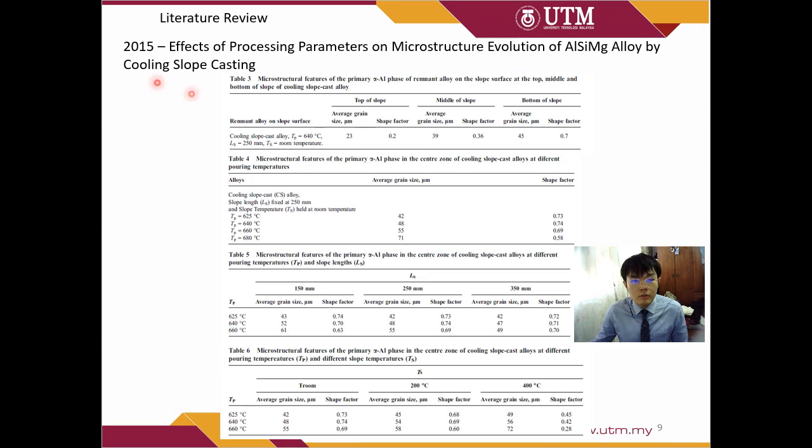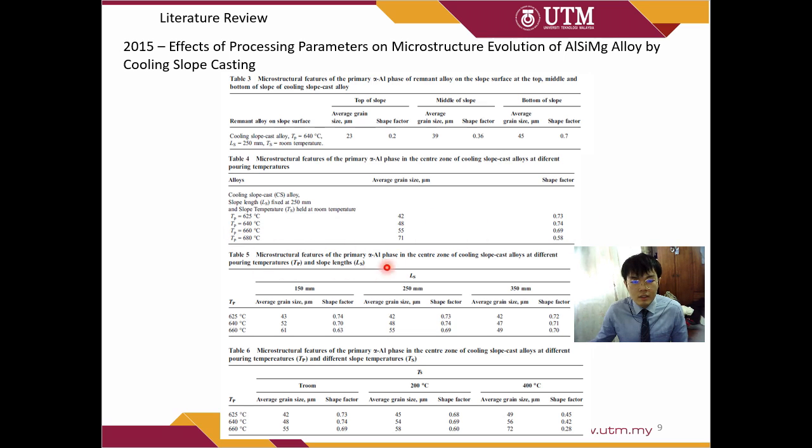This paper is from 2015. Table 3 shows the shape factor at the top of the slope, middle of the slope, and bottom of the slope. The shape factor closest to 1 is at the bottom of the slope. Table 4 shows the shape factor at different pouring temperatures, and the closest to 1 is at a pouring temperature of 640 degrees Celsius.